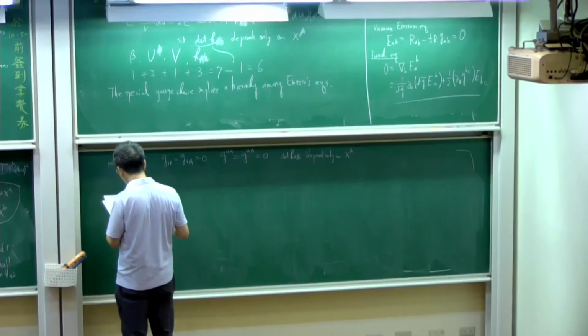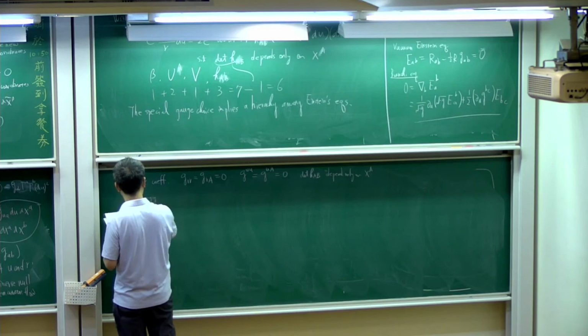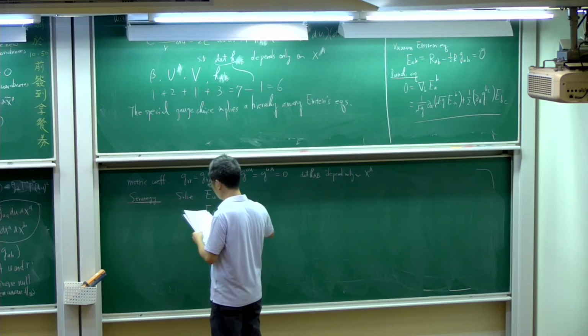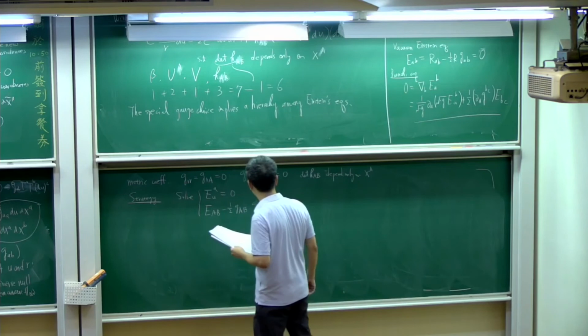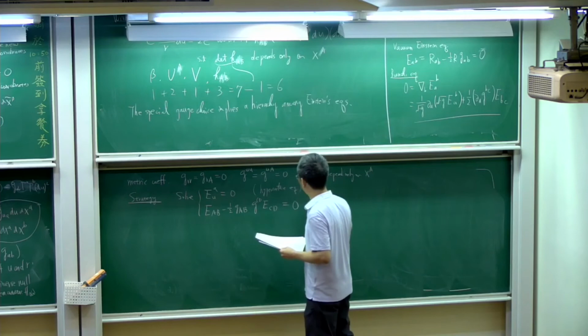So here's the strategy. Okay. Solve this: E_AU equals 0 and E_AB minus a half g_AB g^CD E_CD is equal to 0. And in the paper, this is called a hypersurface equation. This is called an evolution equation.